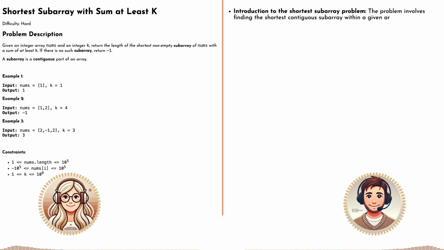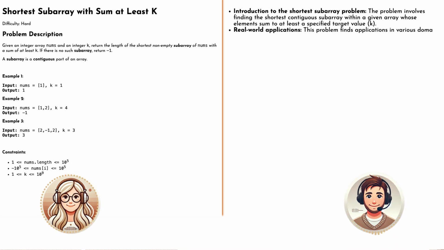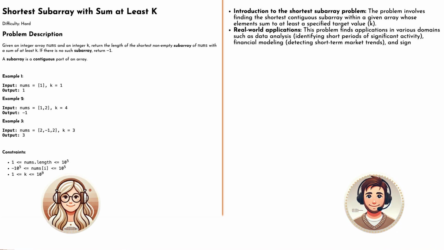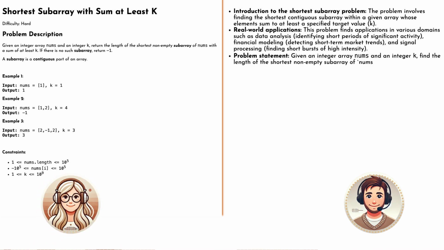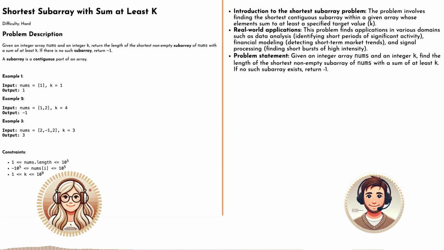And today, we've got a real brain tickler. We do. Figuring out the shortest subarray within a given array whose sum is at least some specific value, k. This isn't just some theoretical puzzle you'd find in a textbook. This type of problem actually pops up in real-world scenarios, like data analysis and signal processing.